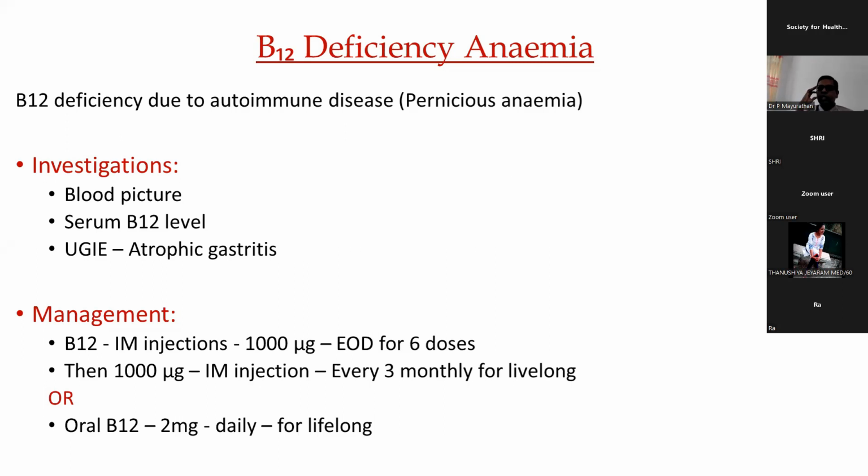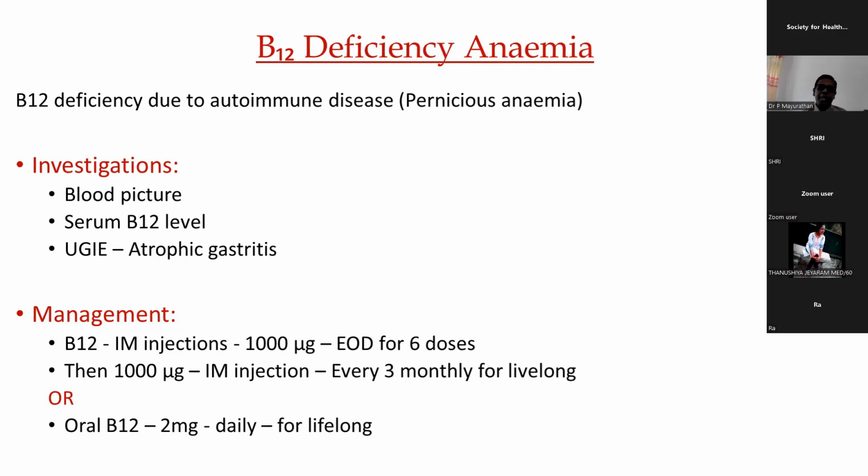Generally, all over Sri Lanka, we have B12 injections. You can give IM injections, about 1,000 every other day for 6 doses. Then we go for every 3 months for lifelong, because in this case it is an autoimmune disease and it will be persisting throughout the life. So they might need regular B12 injection every 3 months after the first 6 doses.